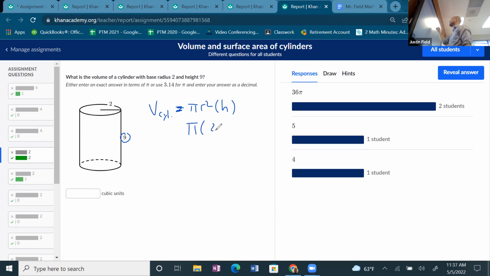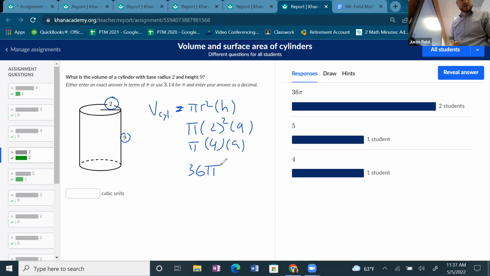Pi, the radius I already see is 2. They're not trying to trick me. So we got 4, we got 9, we got pi. It's 36 pi. Exact answer, 36 pi. I'm going to press my pi button here. 113.09. But it's 0.97, so it rounds up to 113.1.